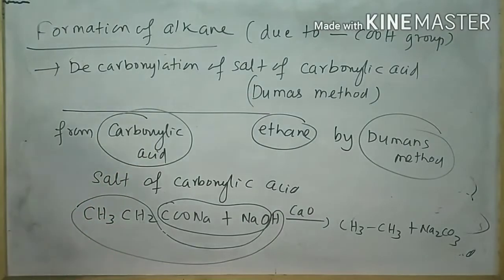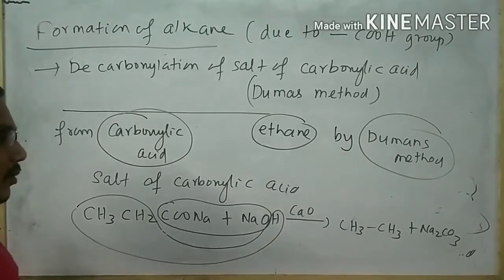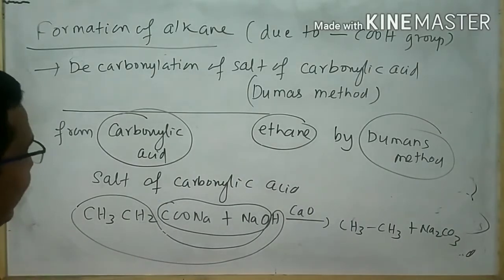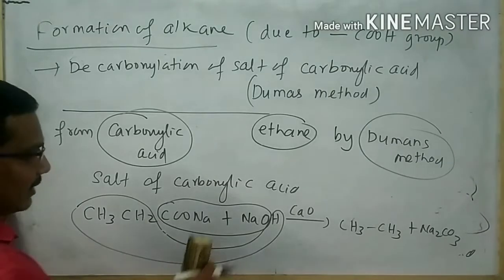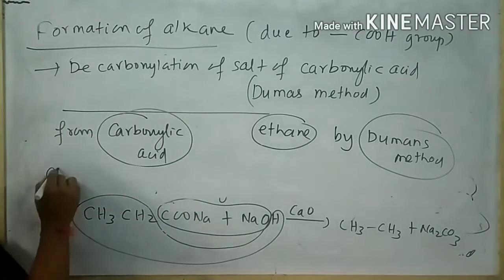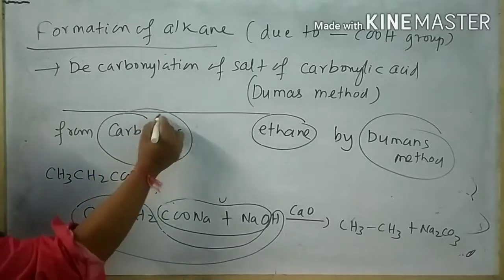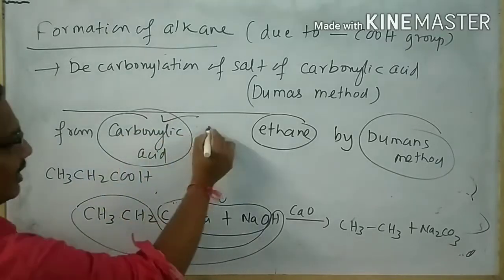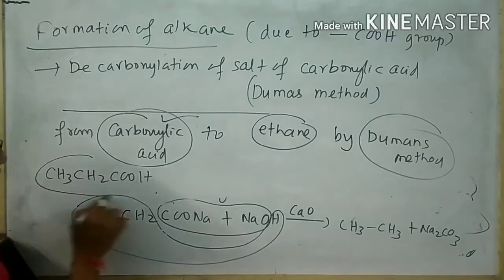Our aim is to convert the carboxylic acid to ethane. But here we need the salt of carboxylic acid. So there is an extra step for this case. At first, propanoic acid is taken, CH3CH2COOH. This is your carboxylic acid. Your question is to convert carboxylic acid to ethane by the Dumas method. So this is your propanoic acid.